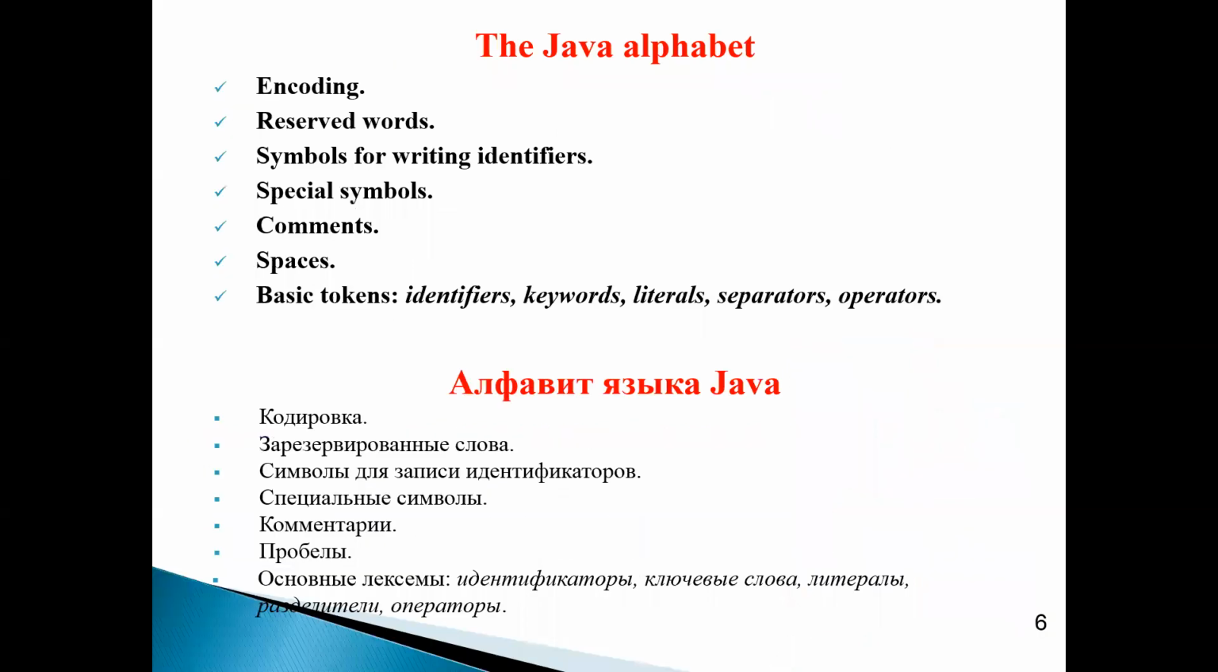Okay, next slide, guys. It presents the Java alphabet. The Java alphabet includes encoding, reserved words, symbols for writing identifiers, special symbols, comments, spaces, and basic tokens. They are identifiers, keywords, literals, separators, and operators.